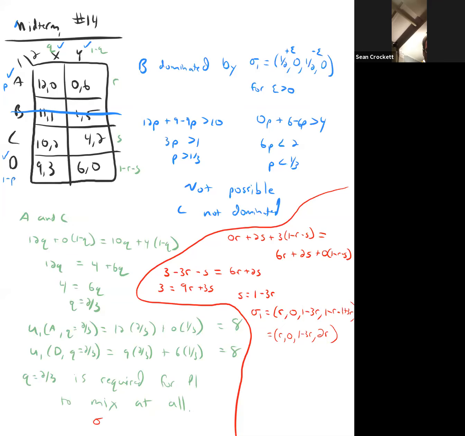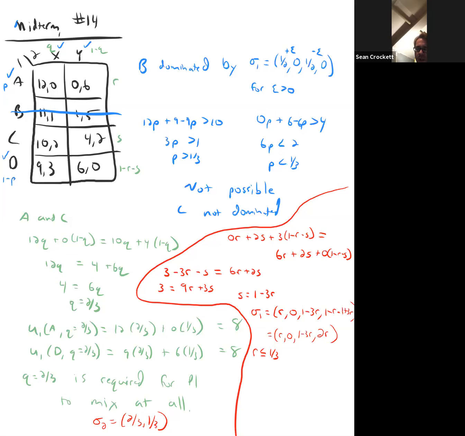For player two, we already know sigma two is equal to 2/3, 1/3. And the last thing we should do is to put restrictions on R. Like this can't be true for any R. We have to make sure that no probability ever goes below zero and ever goes above one. So R is never allowed to be greater than 1/3. So R less than or equal to 1/3. The reason is that if R goes bigger than 1/3, 1 minus 3 times R would be a negative number, and that's not allowed. So that's one restriction.